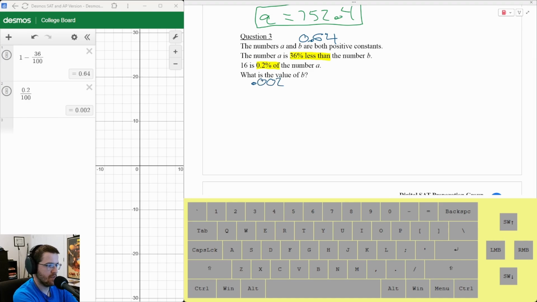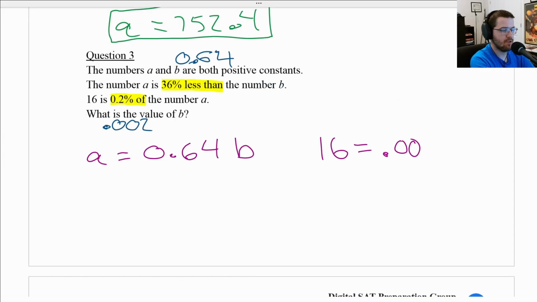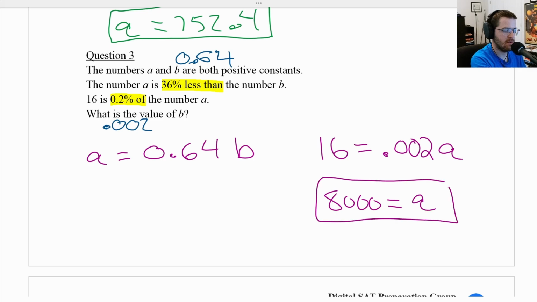So the first equation is A equals 36% less, that's 0.64 B, and the second equation is 16 means equals 0.002 times the number A. Okay, well, I'm noticing with this one of these equations only has one unknown. It's this one. So if I divide both sides by 0.002, I get 8,000 is equal to A, and I don't think that's the answer, but that is important, so I'll put a box around it.